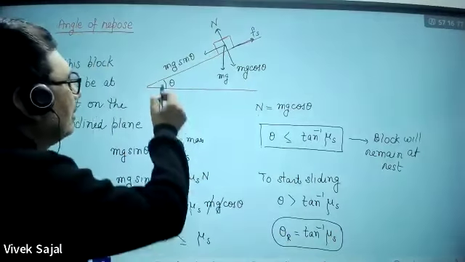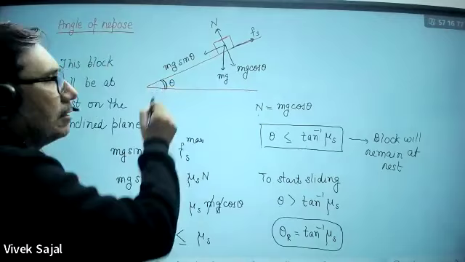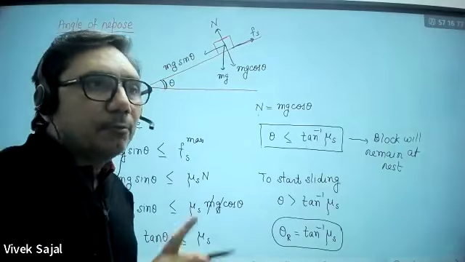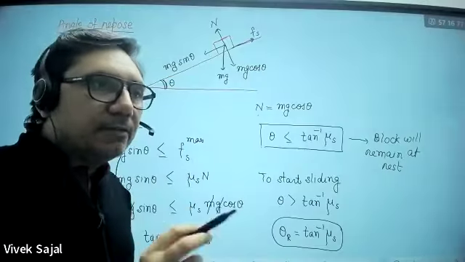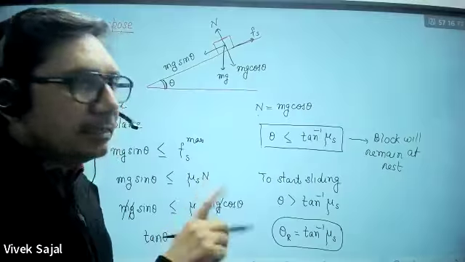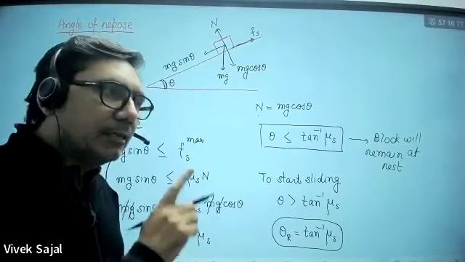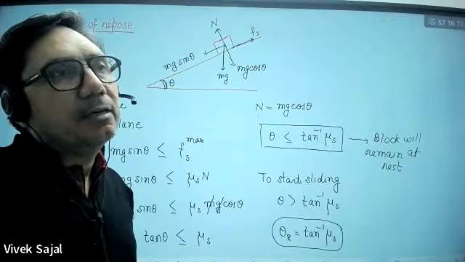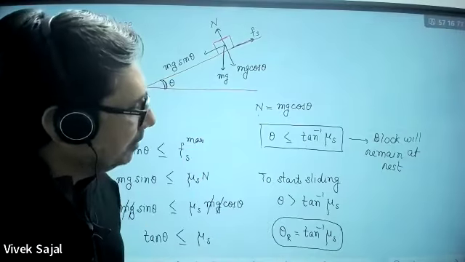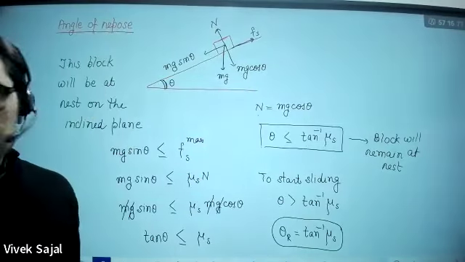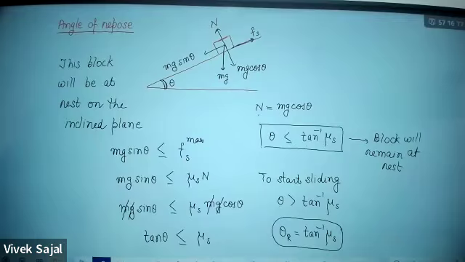If this angle theta is less than the angle of repose, the block will be at rest. And if theta, the slope angle, is greater than tan inverse mu s, this block will slide in the downward direction. That's why this is important. This is called the angle of repose. So this was another important angle that is used in questions.